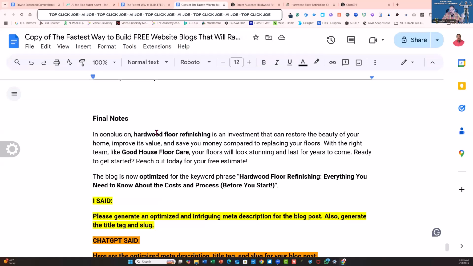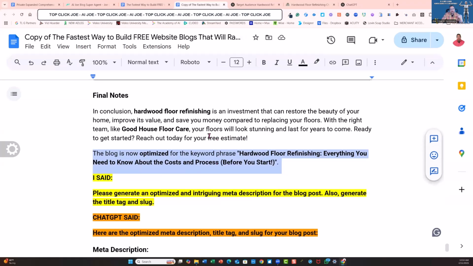In conclusion, hardwood floor refinishing is an investment that you can restore the beauty of your home, improve its value, and save money compared to replacing your floors. That's all true. Good House Floor Care is the name of his business. Of course, I'm going to have a call to action, right? I'm not going to have this on the blog, but I'm going to have a call to action. Reach out today for a free estimate, with a link to my contact page. I would even have, contact us right here or something. When I do these, I like having a coupon or something like that.